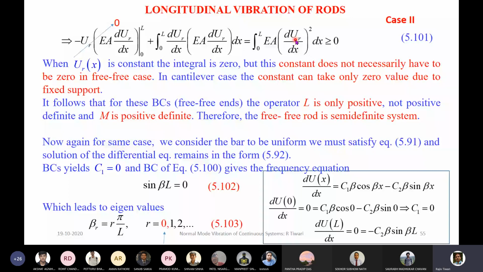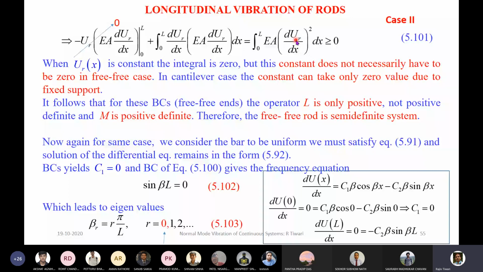It's not possible for the cantilever case, because the cantilever cannot have a constant displacement, because one end is fixed. So the only constant displacement is zero, because we cannot move the support. The support has zero displacement, so all the points will have zero displacement. So displacement equal to a constant is not possible in the cantilever case.